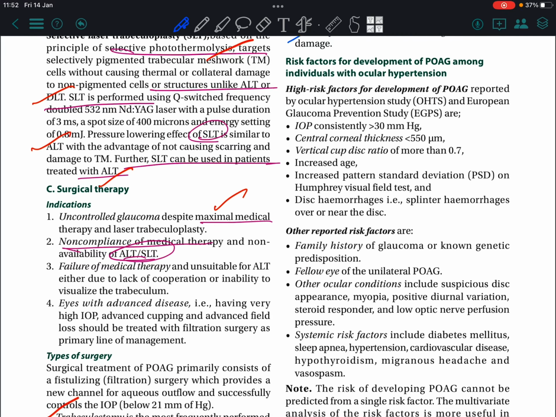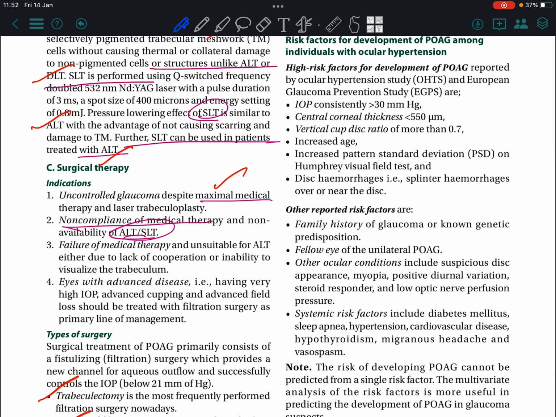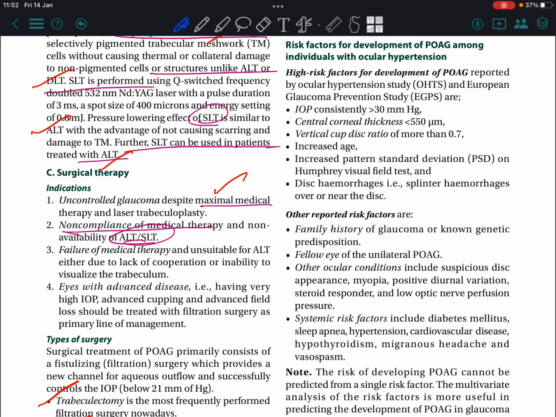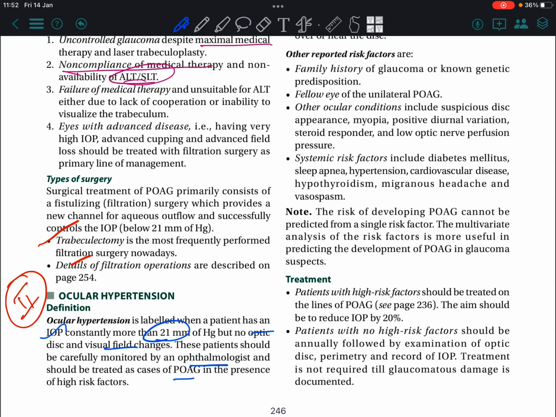High risk for development of POAG reported by the Ocular Hypertension Treatment Study and European Glaucoma Prevention Study: IOP consistently greater than 30 mmHg, central corneal thickness less than 550 micrometer, vertical cup disc ratio more than 0.7, increased age, increased pattern standard deviation on Humphrey visual field, disc hemorrhage, splinter hemorrhage over or near the disc.